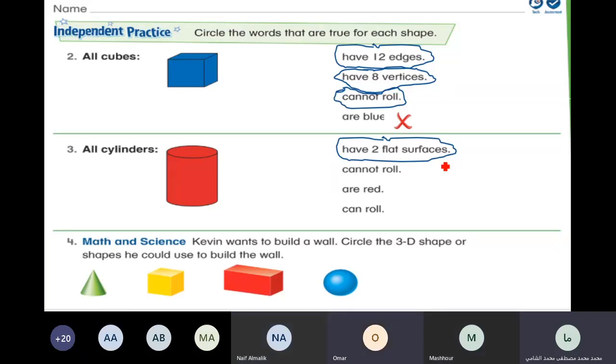Excellent. And all cylinders can't roll? No, cylinders can roll, so it's wrong. Cylinder, sphere, cone can roll. And are they red? No, color doesn't matter. All cylinders can roll? It's a can! Yeah, it's curved. So cylinders have 2 flat surfaces and can roll, okay?